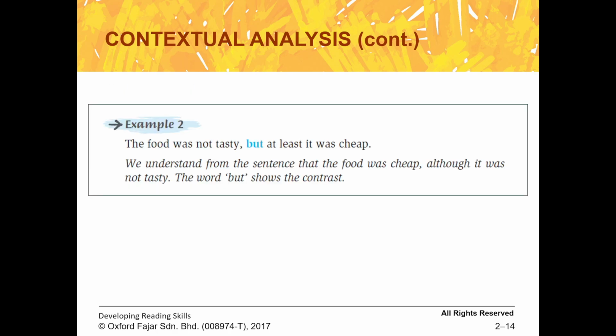For example, the food was not tasty, but at least it was cheap. So we understand from the sentence that the food was cheap, even though it was not tasty. The word but shows the contrast. It's not tasty, not very good, but at least it was cheap. So there's a contrast there. Positive, negative, positive. Not tasty, negative. Cheap, positive. So that is how you use the contrast clues.